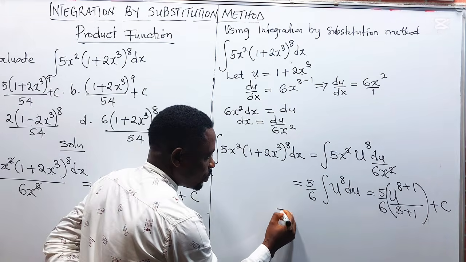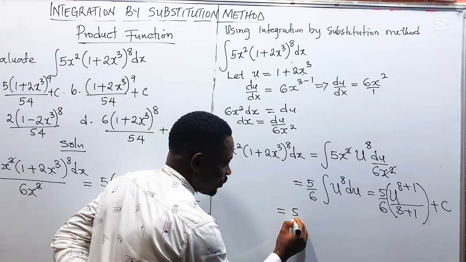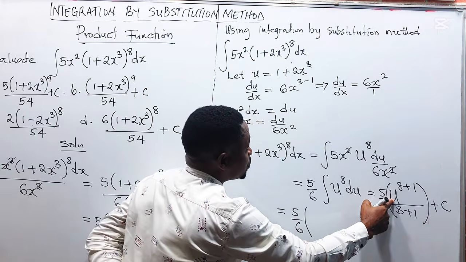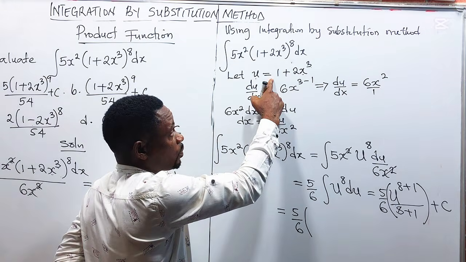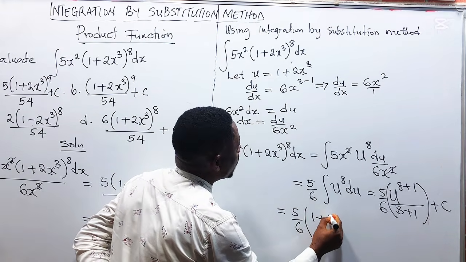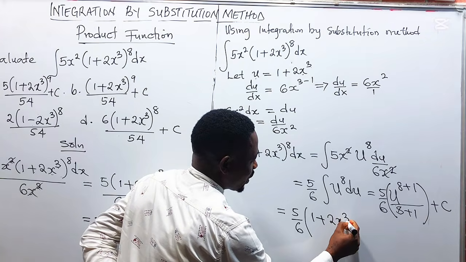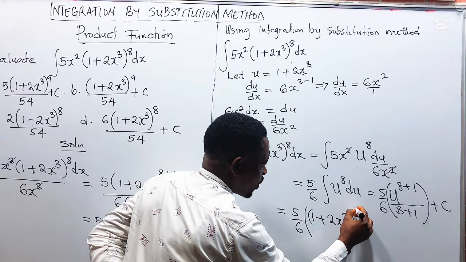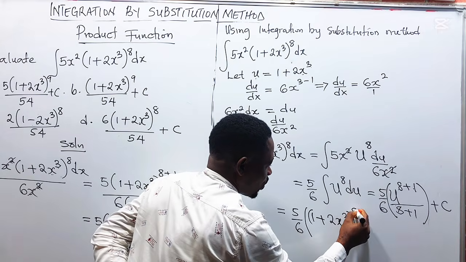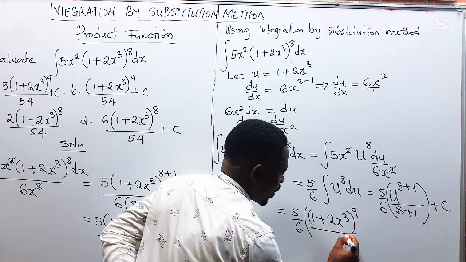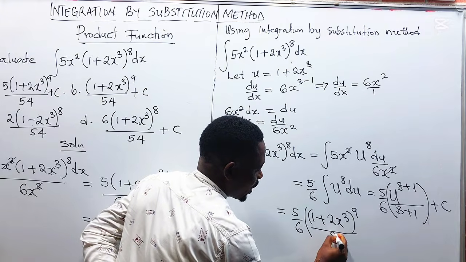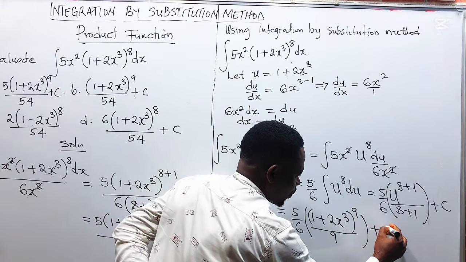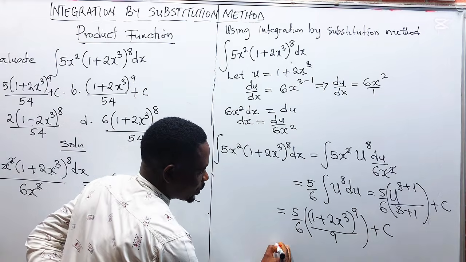Then if you move ahead, you'll be having 5 over 6. Then open the bracket, substitute for U. What's the value of U? Look up. The value of U is 1 plus 2x raised to power 3. Then close the bracket, raised to power 8 plus 1 will give you 9. Then all over 9 again, because 8 plus 1 is also 9. Then close the bracket plus C.